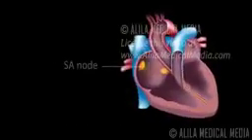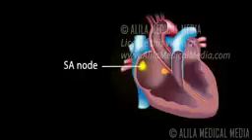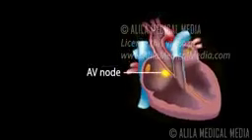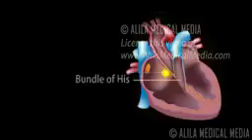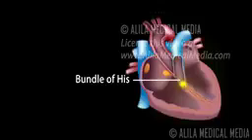The heart's electrical signals are initiated in its natural pacemaker, the sinoatrial node, or SA node, and travel through the atria to reach the atrioventricular node, or AV node. The AV node is the gateway to the ventricles. The AV node passes the signals onto the bundle of His.